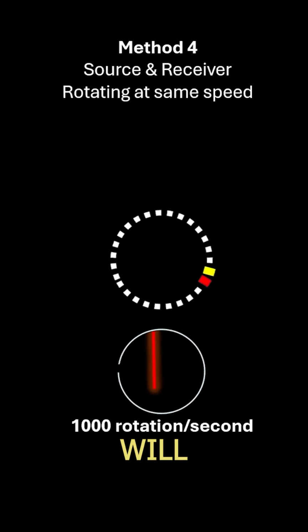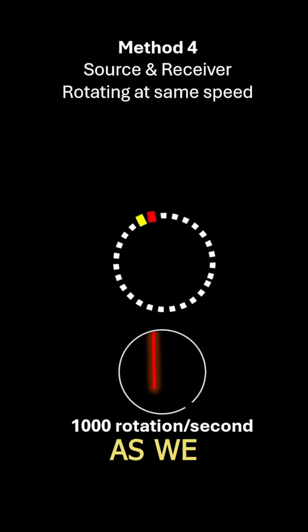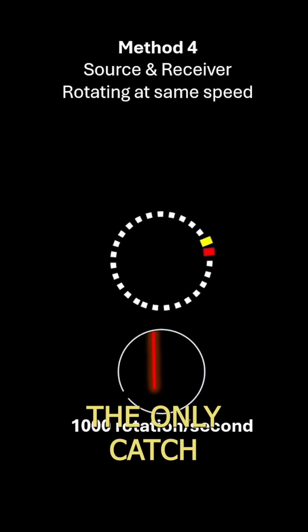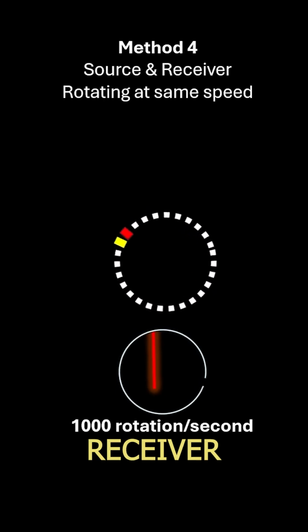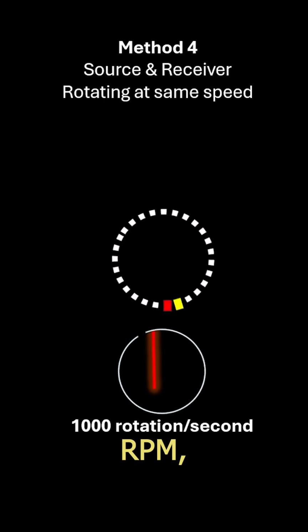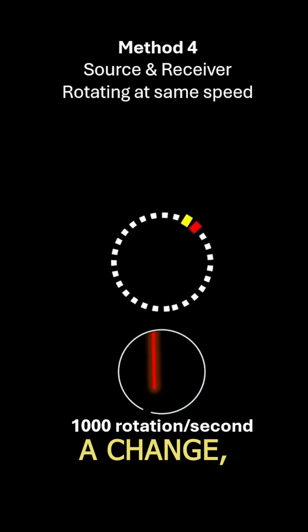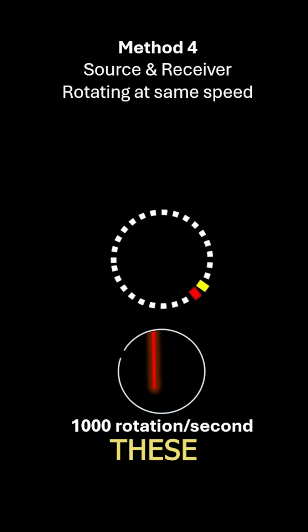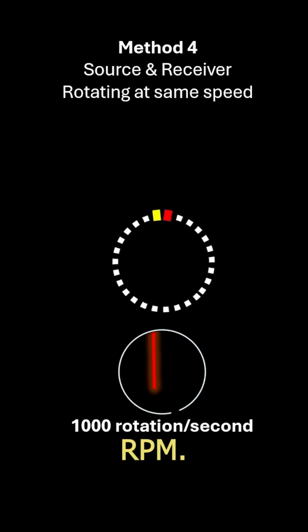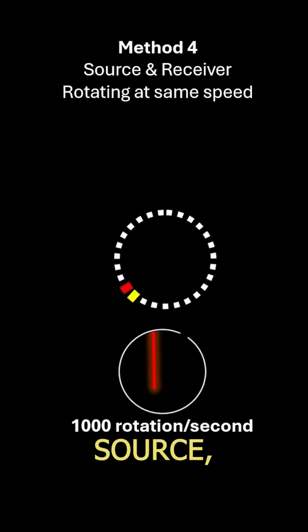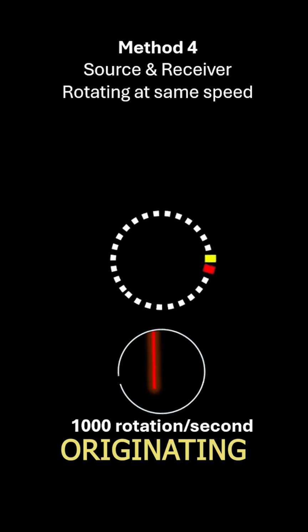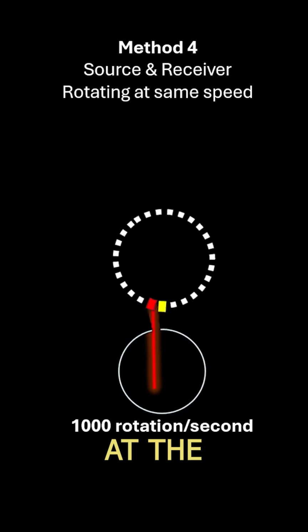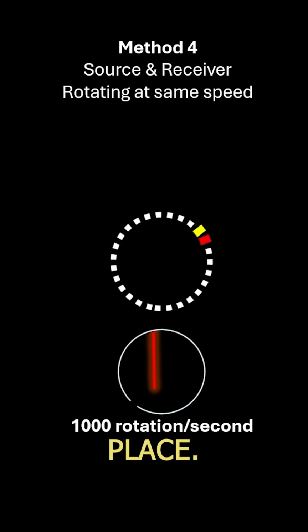Now in method 4, we'll utilize a similar type of mechanism as we discussed earlier for source and receiver. The only catch here would be that both source and receiver would be rotating at the same RPM, and for a change, we'll keep them as near as possible. Since both of these are rotating at the same RPM, the beam originating from the source, which would originate 1000 times per second, would be hitting the same sensor at the receiver, depicted with the red place.